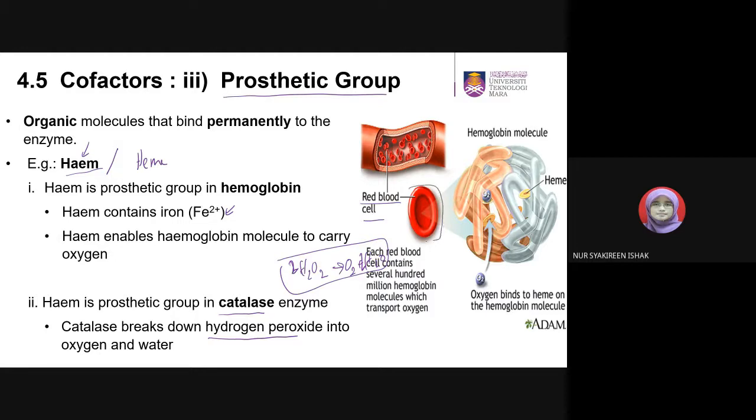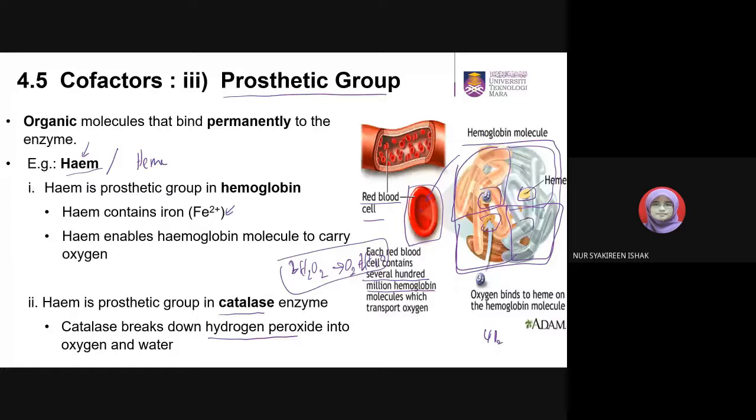Each of these red blood cells will contain several hundred millions of hemoglobin molecules to transport oxygen. So imagine this is one hemoglobin molecule in a red blood cell. A red blood cell will have millions of hemoglobin. Each of these hemoglobin will bind to 4 molecules of oxygen because this hemoglobin has 4 subunits, and each of these subunits has a heme group.